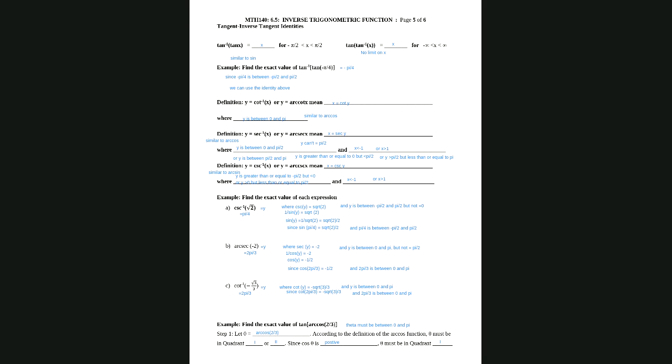Okay, so we're looking at finding the exact value of the tangent of the arc cosine of 2/3. We let theta equal the arc cosine of 2/3, and theta we know has to be between 0 and pi. So that means theta is either in quadrant 1 or 2. And since the cosine of theta is positive, we know that theta has to be in quadrant number 1. So now we're going to go on to the next page.